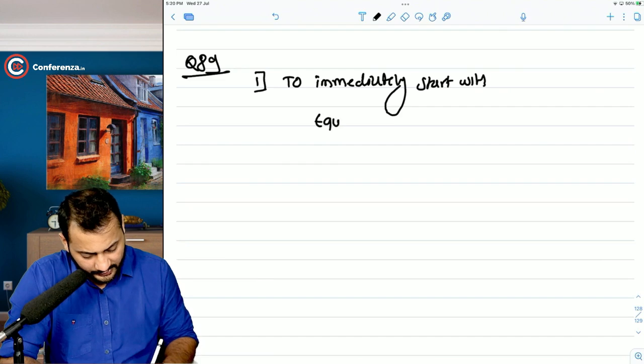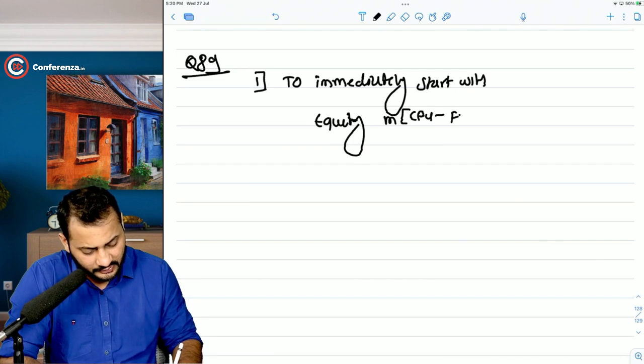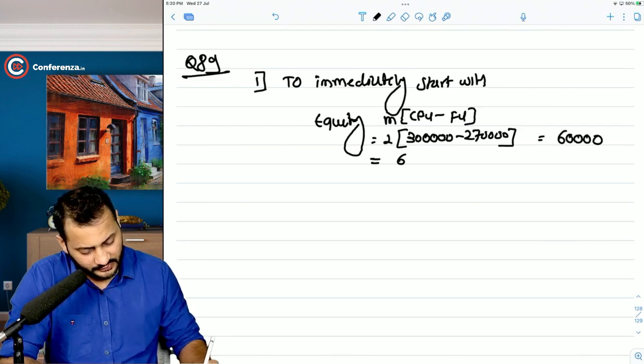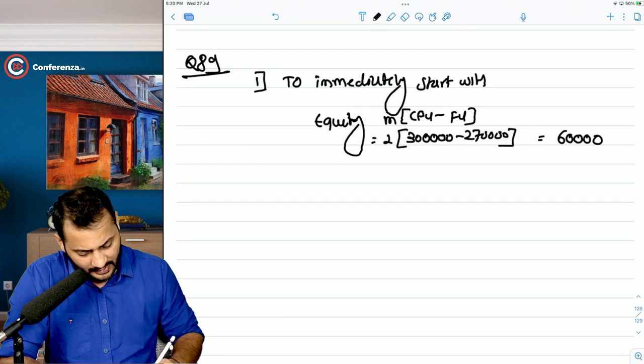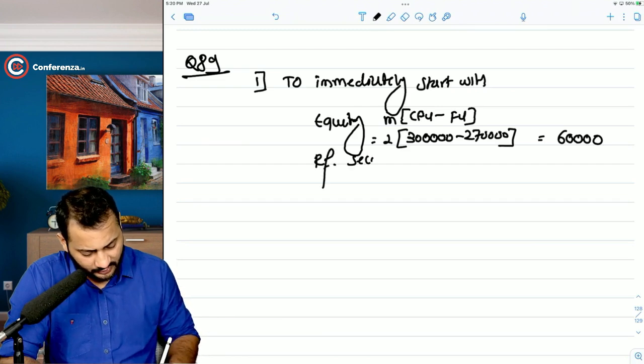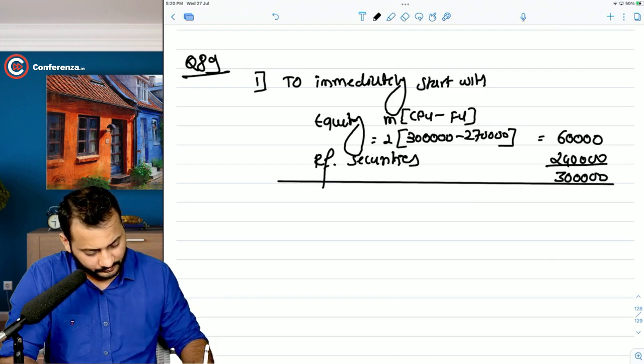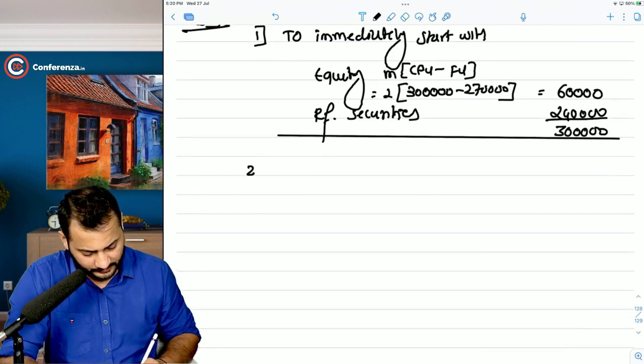We will write down the equity component, which is the multiplier in bracket current portfolio value minus floor value, which comes to 2 in bracket 3 lakhs minus 2,70,000, that is 60,000. So this much will be the investment in equity, and the balance you will write down as risk-free securities. You are going to put the money in risk-free securities, and this is how you have made a portfolio of 3 lakhs.